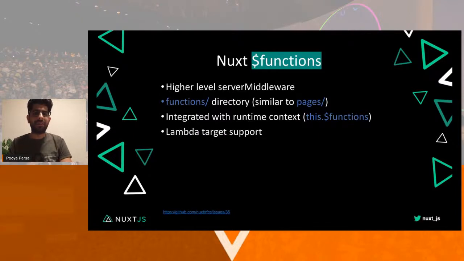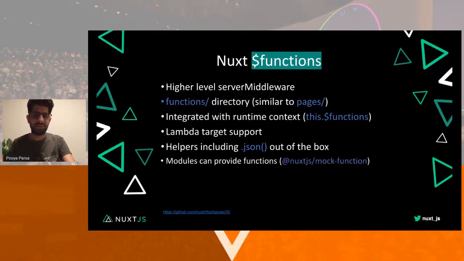It is optimized for Lambda target, which is another cool feature we are currently investigating. So basically, if you create your API using functions and then deploy somewhere like AWS or Netlify, it already supports that. You don't need to be worried about packaging. And finally, out of the box, it supports helpers like rest.json, so you don't need to write your own or use Express.